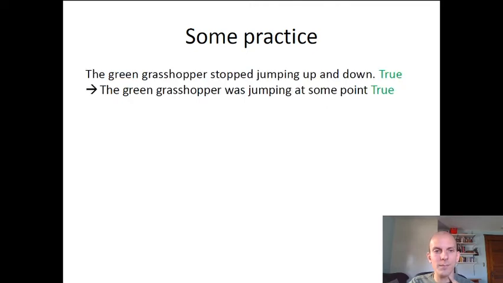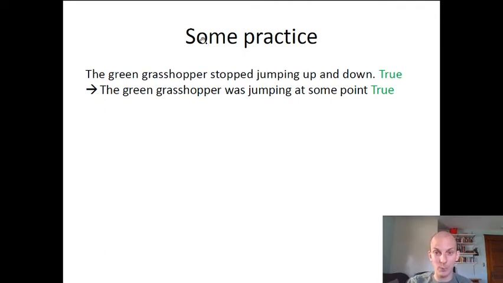All right. Let's take a new set of sentences. Well, actually just a new B sentence. We're going to keep the A the same: The green grasshopper stopped jumping up and down. Our new B sentence is this: The green grasshopper was jumping at some point ever. Right? This is very abstract.